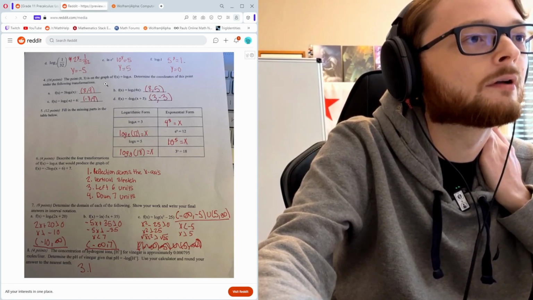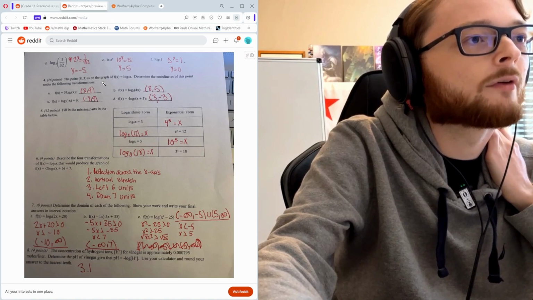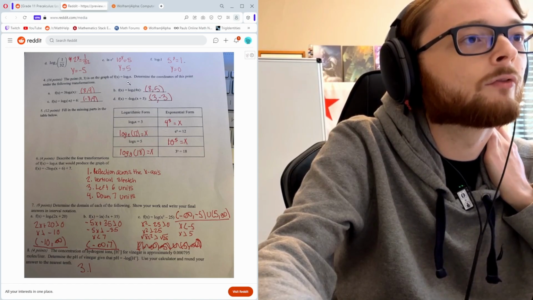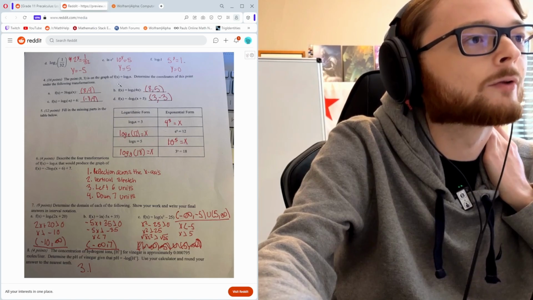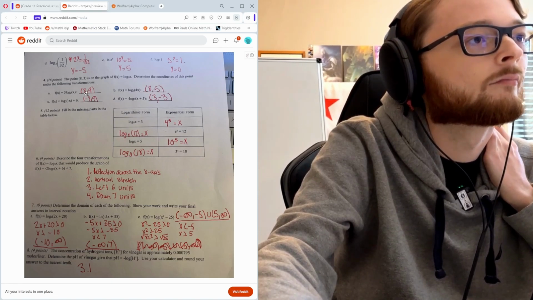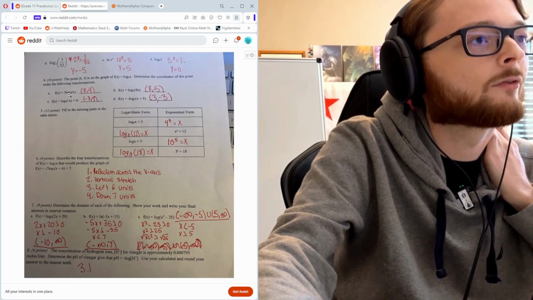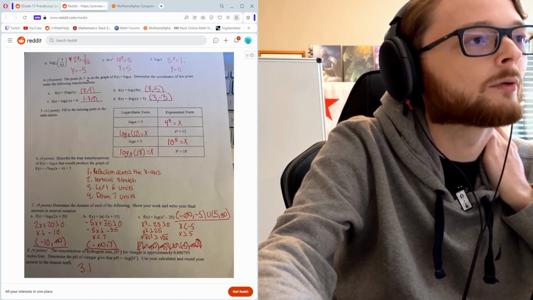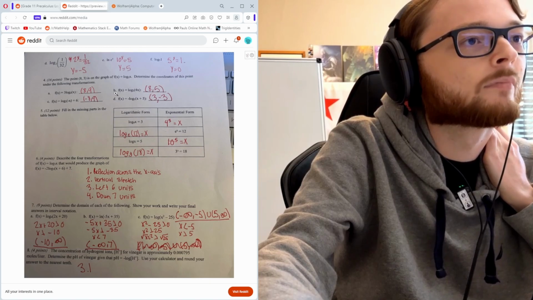Part 4, point 8, 3 is on the graph f of x equals log base 2 of x. Determine the coordinates of this point under the following transformations. Oh gosh. So for 3 log base 2 of x, you do just take the y coordinate, multiply by 3. Log base 2 of 4x.